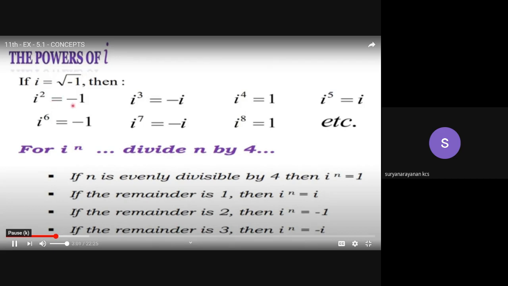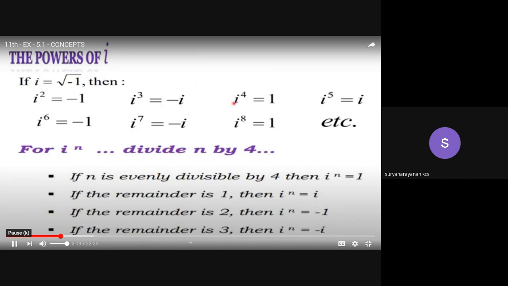Then i square is equal to minus 1. What is the value of i square? Minus 1. Then i cube is equal to, how can you write, i square into i? Can we write it or not? Yes. Then i square value is minus 1. Minus 1 into i, minus i. Understood this value, my children?